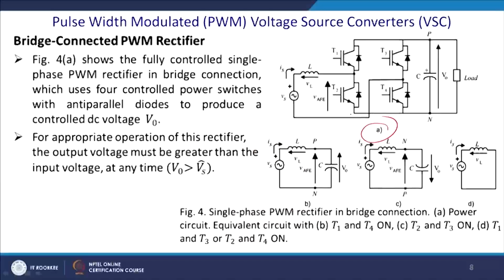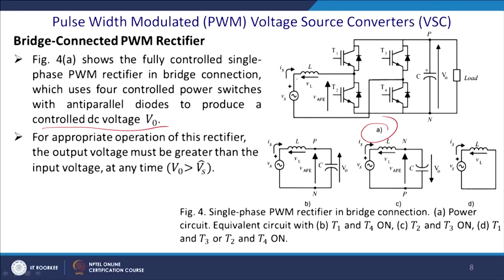Now, let us come to the pulse width modulated PWM voltage source converter. Let us take the full bridge converter. Figure A shows the full bridge fully controlled single phase PWM rectifier, which uses full control power switches with anti-parallel diodes. So, current can be bidirectional, while voltage blocking capability is unidirectional, with anti-parallel diodes to produce the controlled voltage in the DC link.